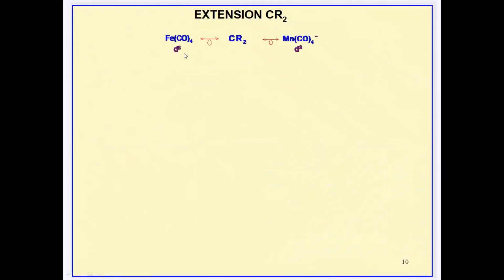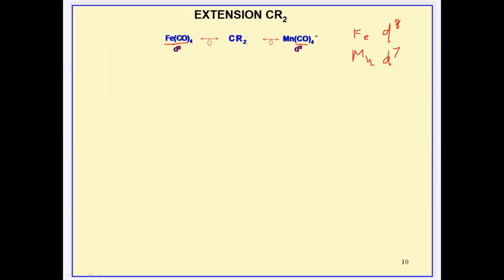So d8 compound, Fe(CO)4 we have seen, and if you move to d7, the Mn complex, where you have to add an electron in order to make it d8. Iron in neutral state is d8. Manganese is d7. You have the same number of ligands, CO4.